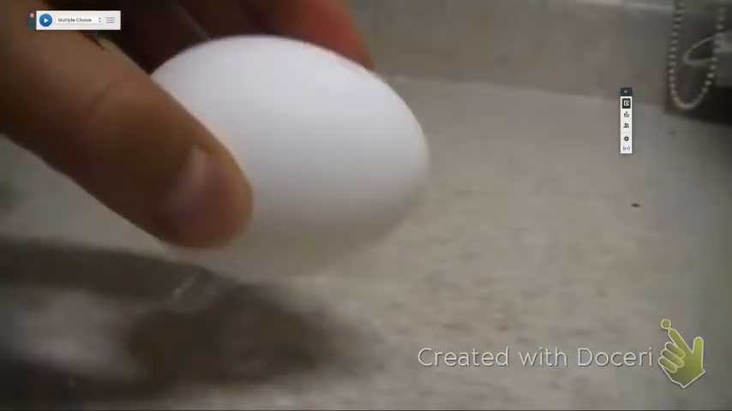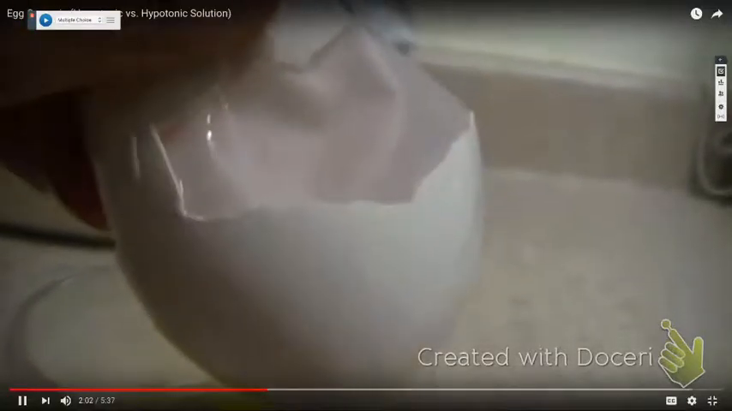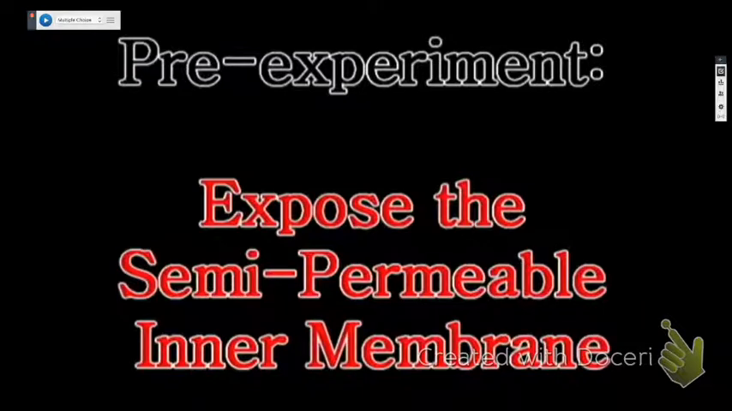Which protects the semi-permeable inner membrane. This membrane is semi-permeable because it allows some substances to leave and some substances to enter. In particular, the semi-permeable membrane allows water to both enter and leave the cell, but large molecules, like salt or sugar, are too big to pass through. The question is, how can we examine the semi-permeable qualities of this inner membrane with the hard eggshell in the way? Science.